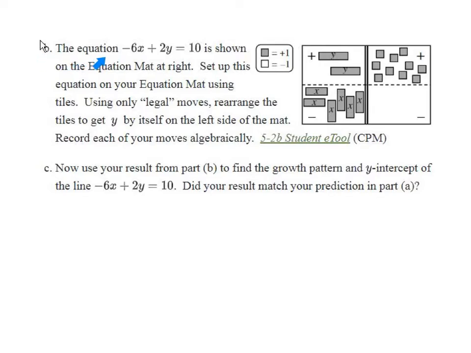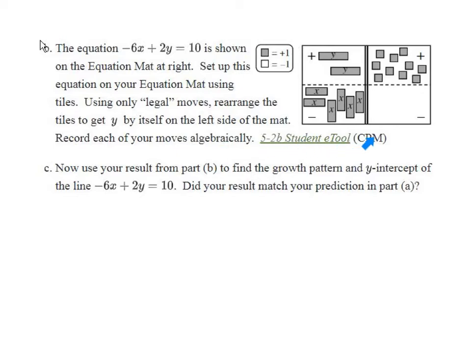Letter B. The equation negative 6x plus 2y equals 10 is shown on the equation mat at the right. Set up this equation on your equation mat using tiles. Using only legal moves that we've talked about in previous chapters, rearrange the tiles to get y by itself on the left side of the mat. Record each of your moves algebraically.